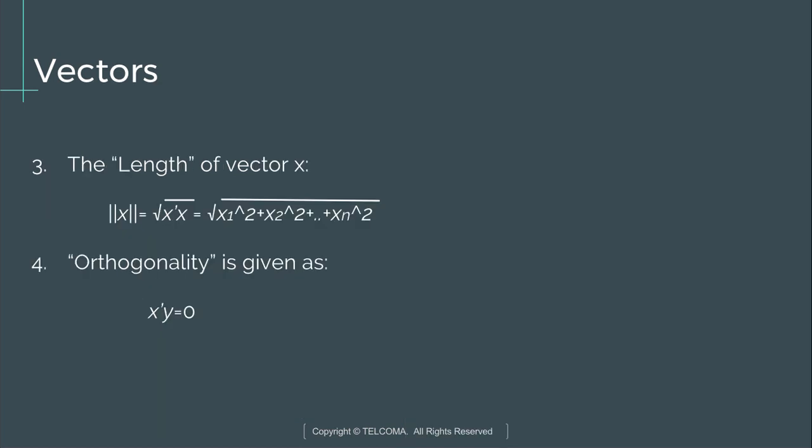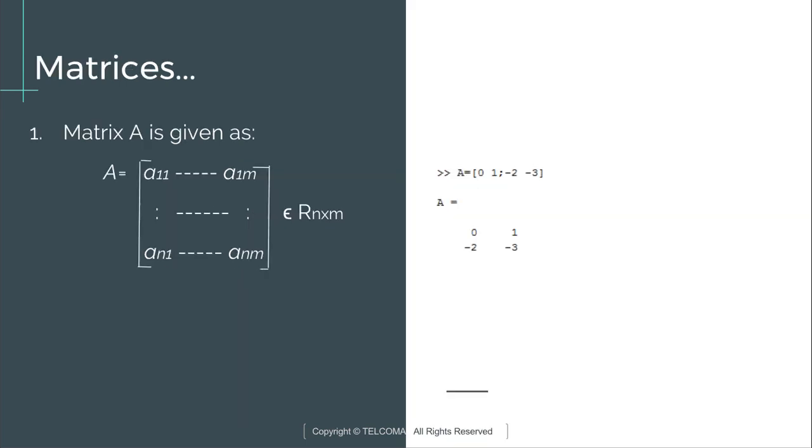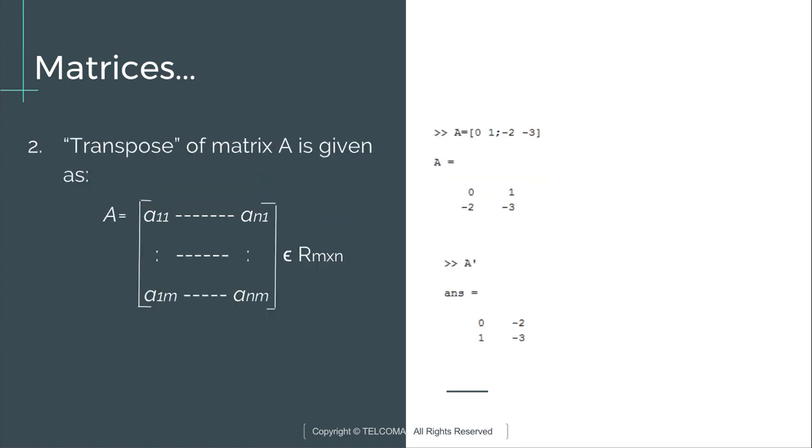Now, how to find the length of a vector? So length is given as the square root of x transpose into x, and orthogonality is given as x transpose y equals 0. Now matrices. A matrix is actually given as n cross m, n number of rows and m number of columns. It has elements in those particular rows and columns, like A equals some particular elements, it displays a 2 cross 2 matrix.